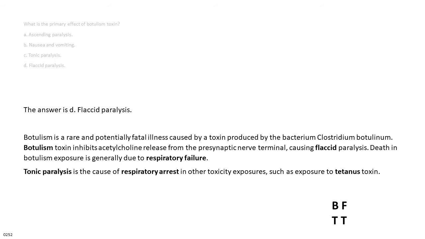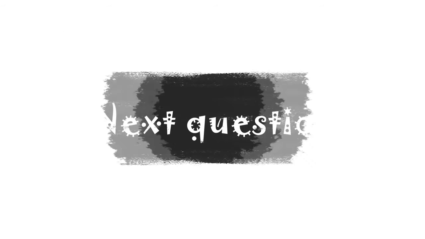The answer is D. Flaccid paralysis. Botulism is a rare and potentially fatal illness caused by a toxin produced by the bacterium Clostridium botulinum. Botulism toxin inhibits acetylcholine release from the presynaptic nerve terminal, causing flaccid paralysis. Death in botulism exposure is generally due to respiratory failure. Tonic paralysis is the cause of respiratory arrest in other toxicity exposures, such as exposure to tetanus toxin.